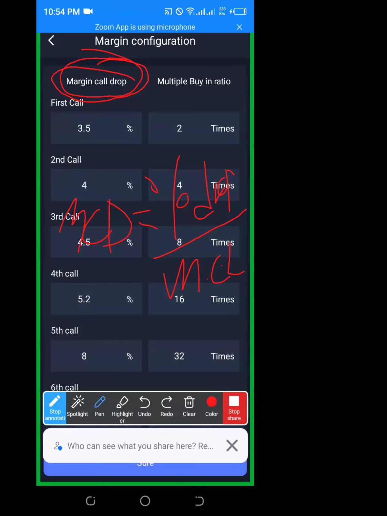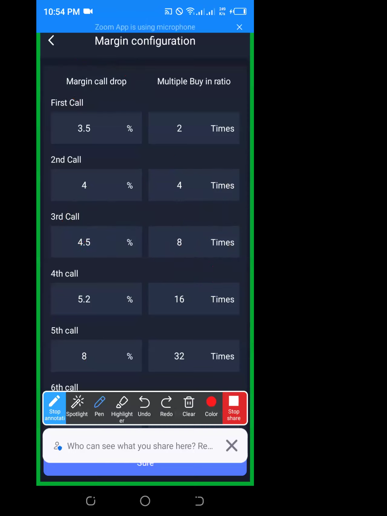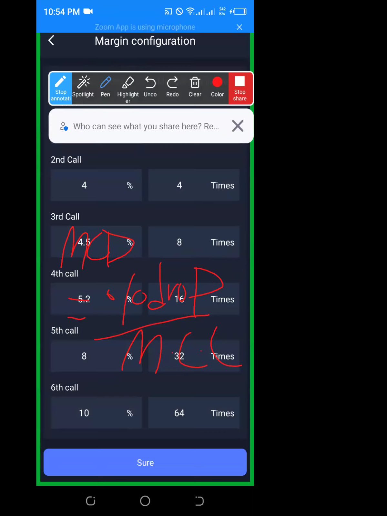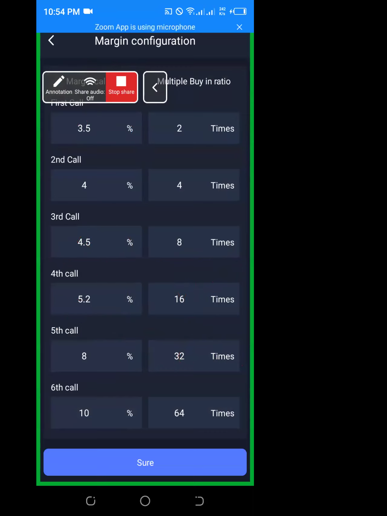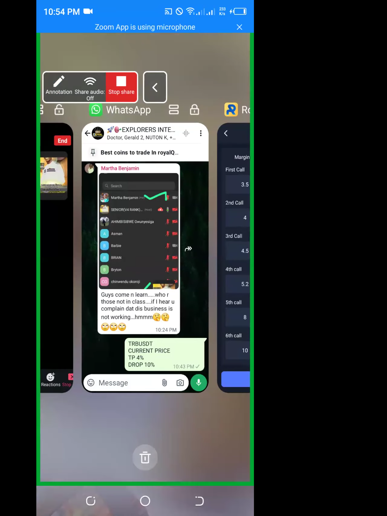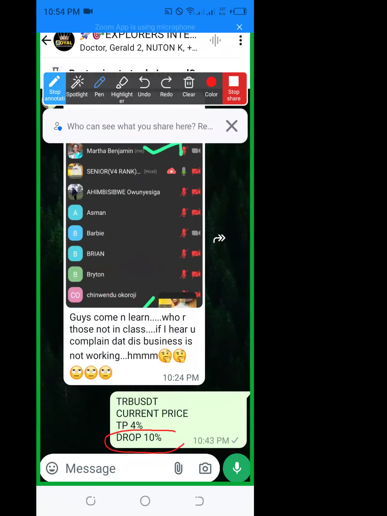Who has not understood? That is the formula. The margin call drop equals the percentage drop given in the signal divided by the margin call limits. What was our percentage drop given in the signal? Let me go back here. The percentage drop was 10%. Okay, 10%. Divide it by 80 margin calls.